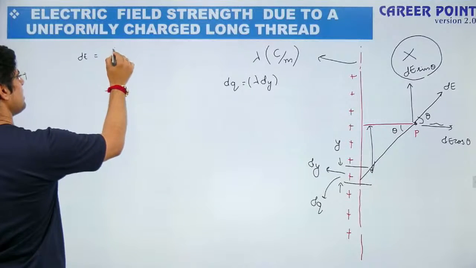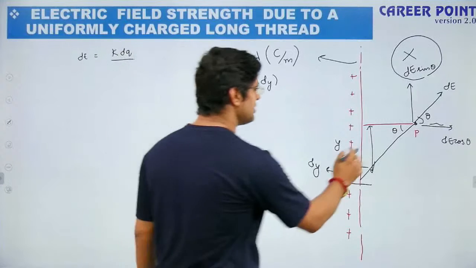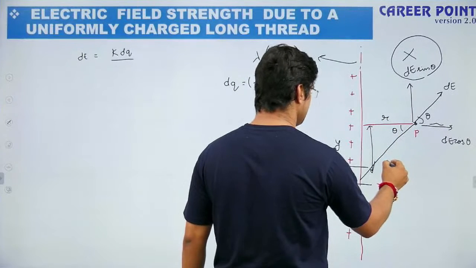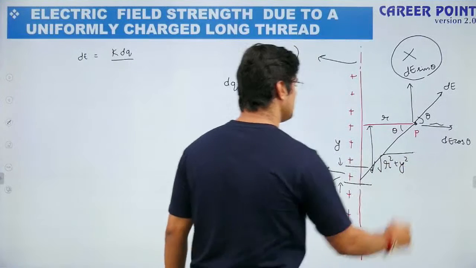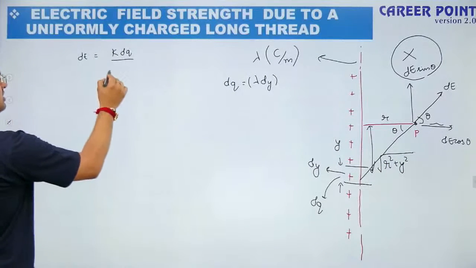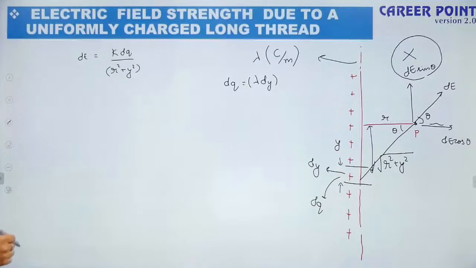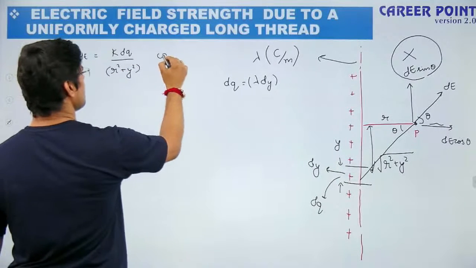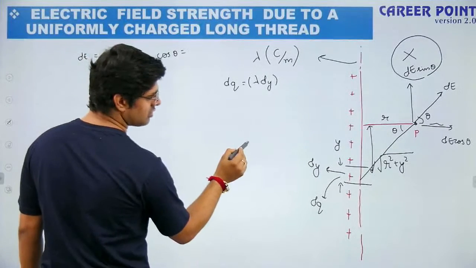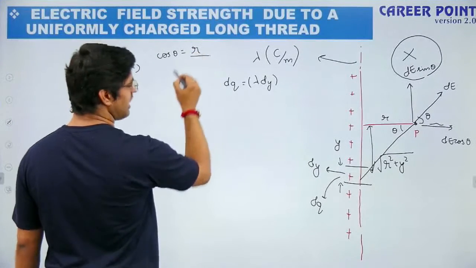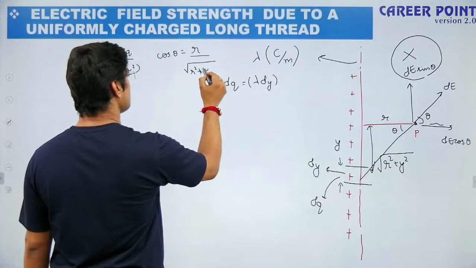So I am writing k dq divided by distance square. If this is y and this is r, we can write this distance as under root of r square plus y square. So k dq by distance square, that is r square plus y square, will be dE. What will be the value of cos theta? The value of cos theta will be base, that is r, by hypotenuse, that is under root of r square plus y square.